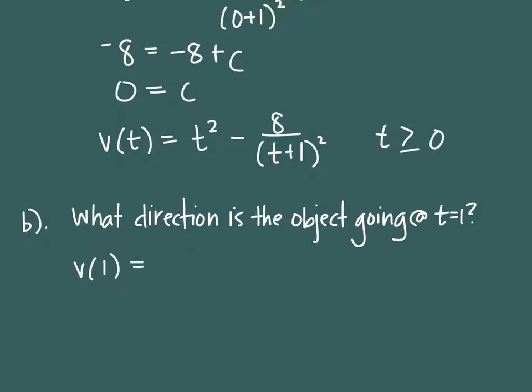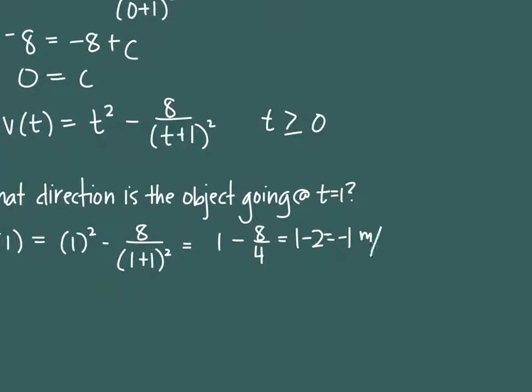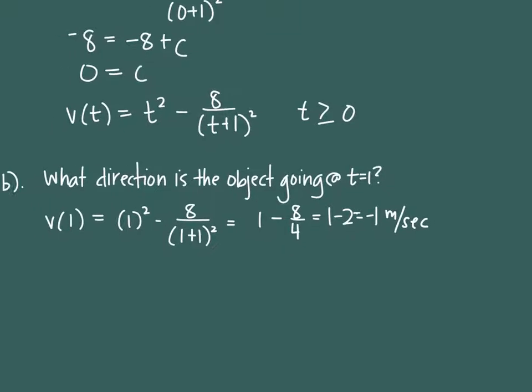And so I'm just going to plug the number 1 into velocity. That's going to give me 1 squared minus 8 over 1 plus 1 squared. That's 1 minus 8 over 4. That's 1 minus 2, so that's negative 1. If the velocity is negative 1 meters per second, what can you conclude about the direction?